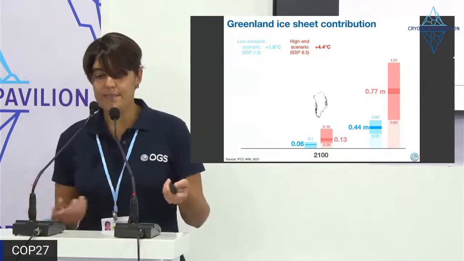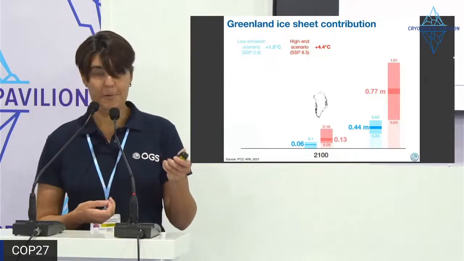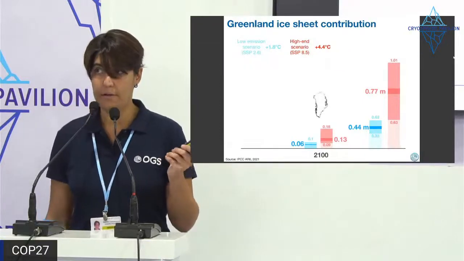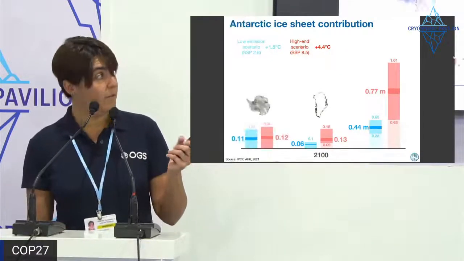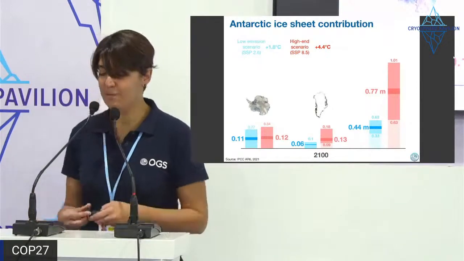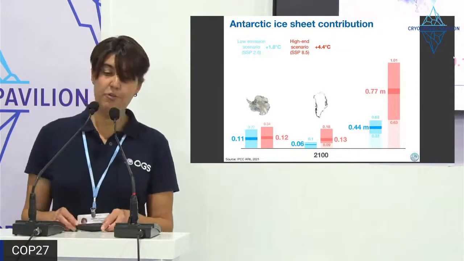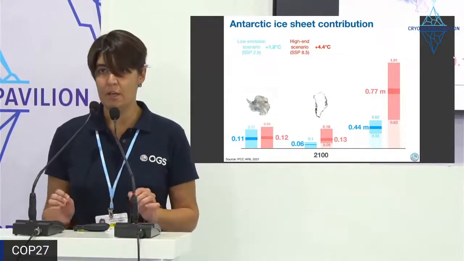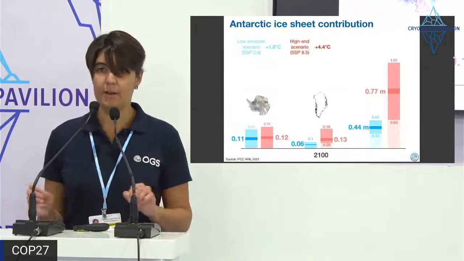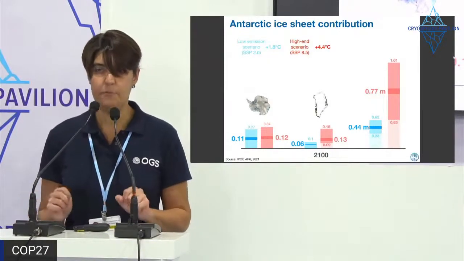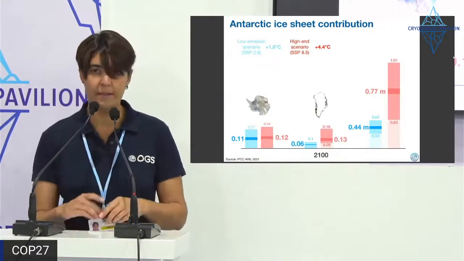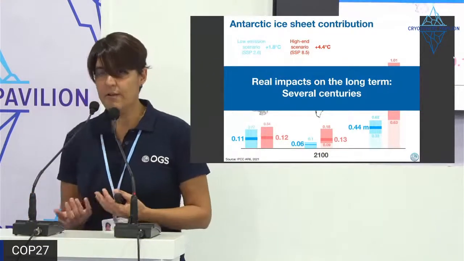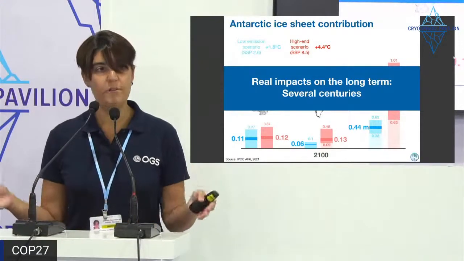Out of that, you can see that Greenland contributes very little by the end of the 21st century, a little bit more in the case of the high-end scenario. And Antarctica contributes more or less the same in the two different scenarios, but this is because Greenland and Antarctica are fairly different. Greenland is melting at the surface, while Antarctica is very seldom melting from the surface. It's melting from below. I will explain that later on. The real impact of the cryosphere has to be seen on the longer term, over a few centuries.